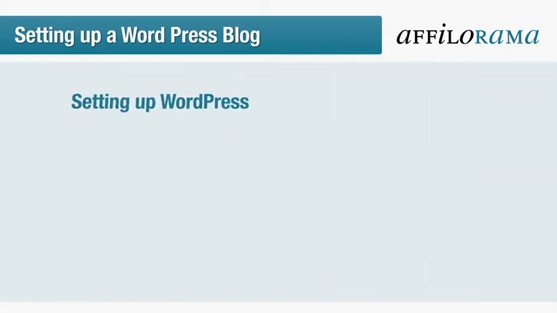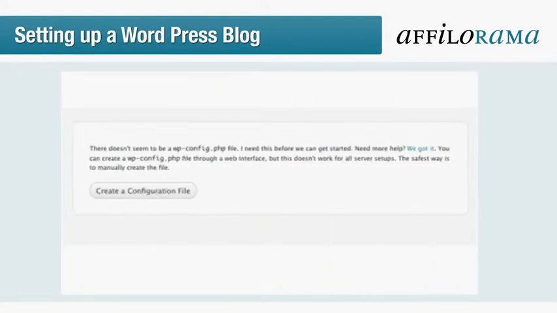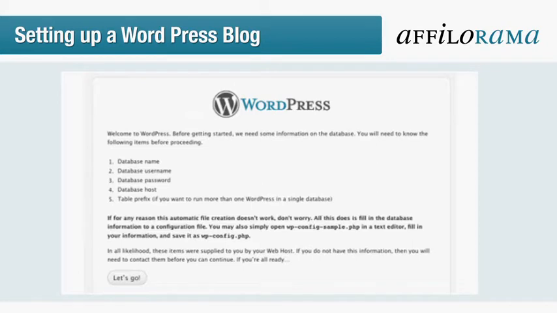Setting up WordPress. Now, for the world-famous WordPress 5-minute install. If you now go to your website, for example, http://fillerama-example.com, you'll be greeted with a message, probably complaining about the lack of a wp-config file. Go ahead and click Create a Configuration File. Next, you will be greeted with the main install screen. Double check you have all your database details, then click Let's Go.